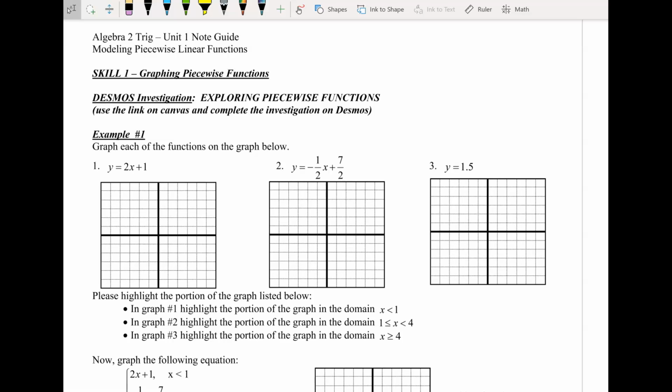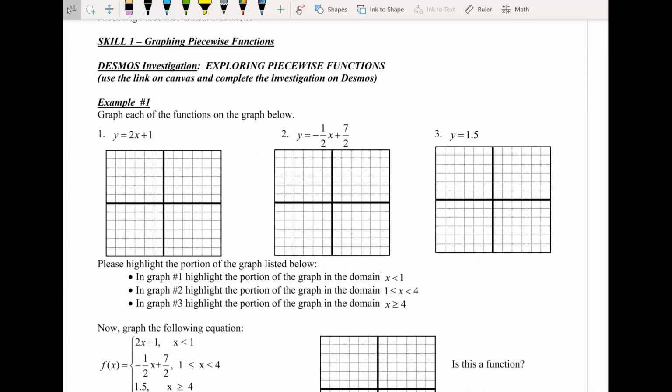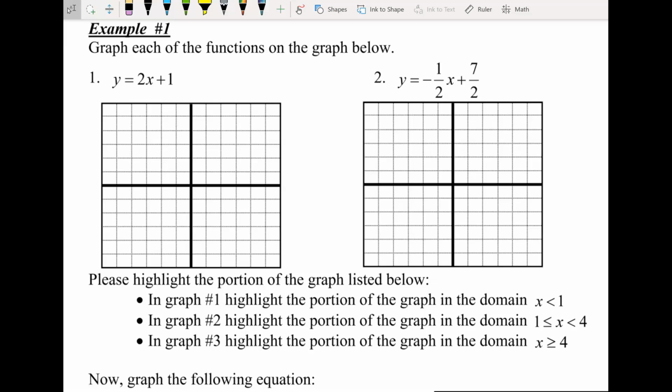So for example, number 1, it wants us to graph each of the functions below. So that's what we're going to do first. For number 1, y equals 2x plus 1. It's in slope-intercept form, so my y-intercept is at 1. And I'm going to go up 2 units and over 1, up 2 units and over 1. You're more than welcome to go down 2 units and 1 to the left if you would like. I am on a computer, and so my lines tend to not be as nice as I would like.